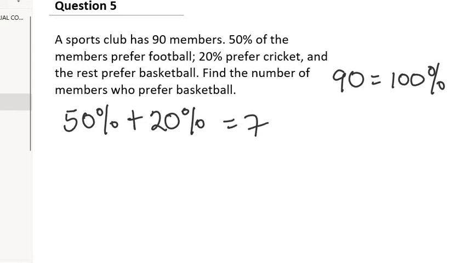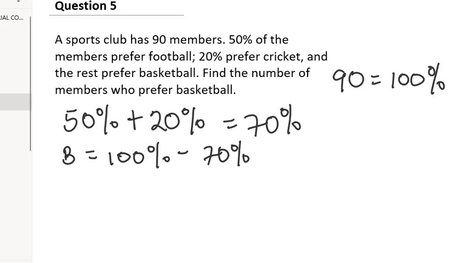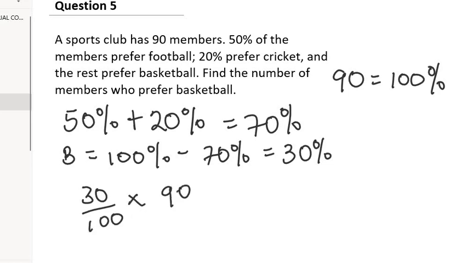So if 70% prefers football and cricket, the rest prefer basketball. The percentage for basketball will be the whole, which is 100% minus 70%. It will give us 30% prefers basketball. So to find the number of members who prefer basketball, it will be 30 over 100 times the whole, which is 90 over 1. 0 cancels 0. 3 times 9, 27 prefers basketball.